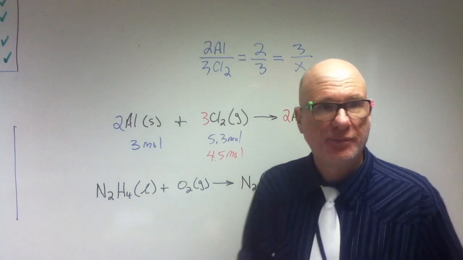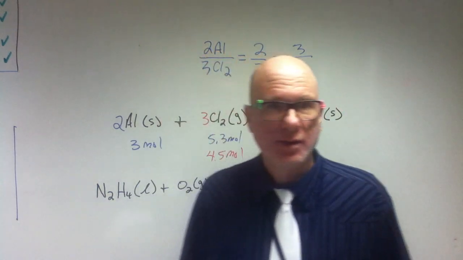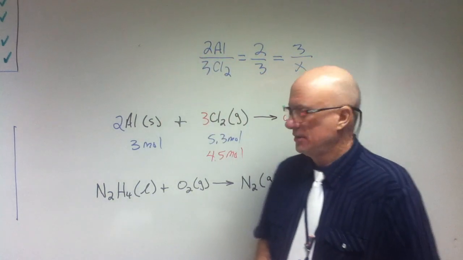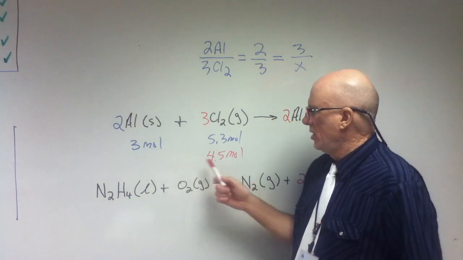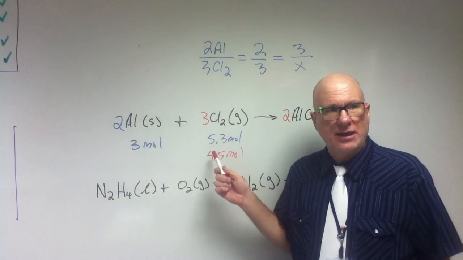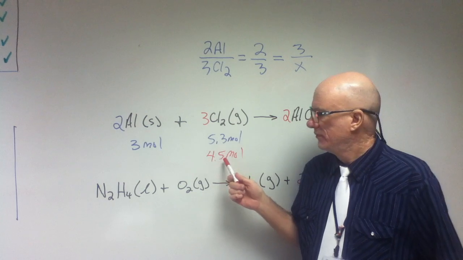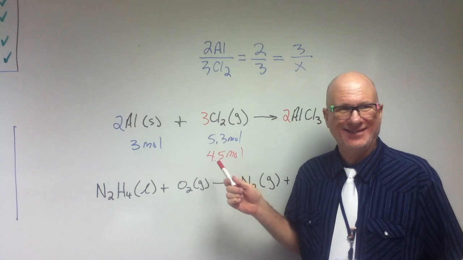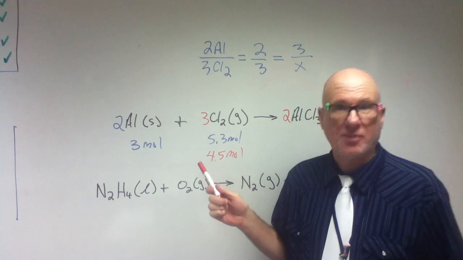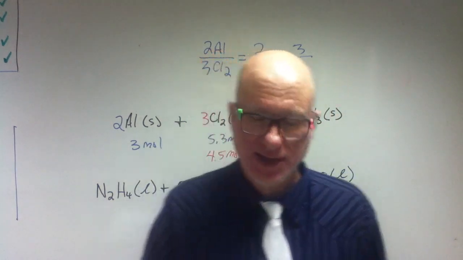Excellent. So, how much of chlorine is in excess? It's 0.8. Correct. That's okay.